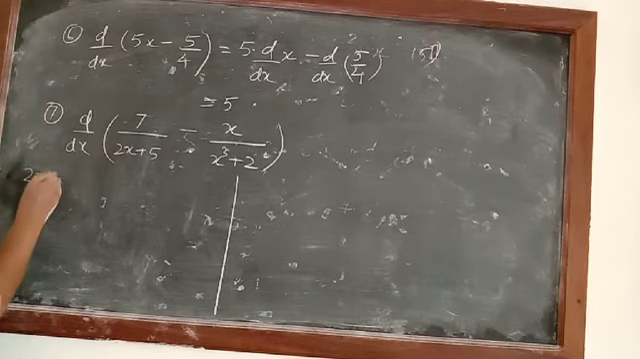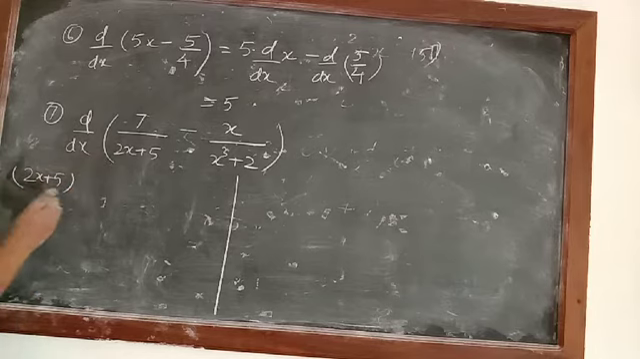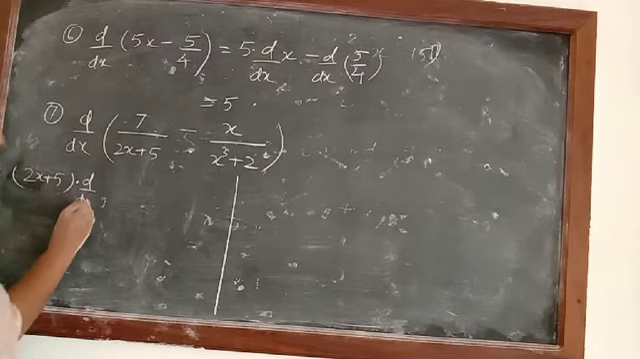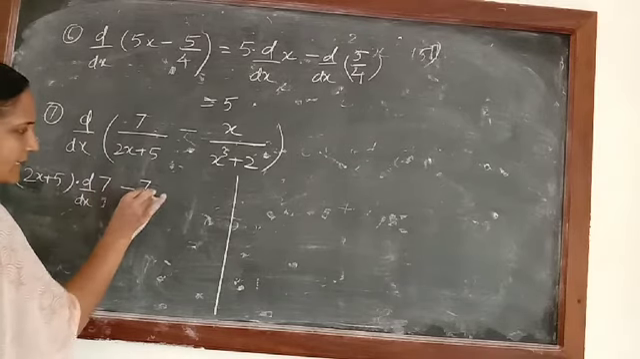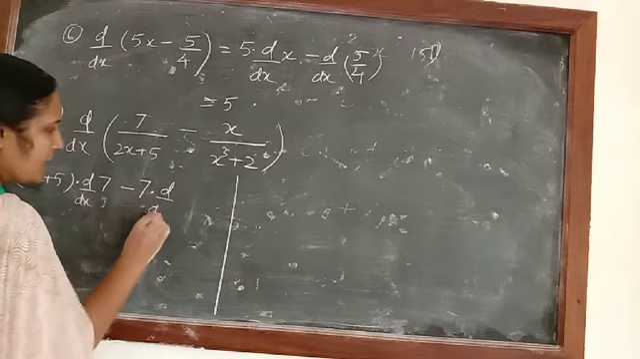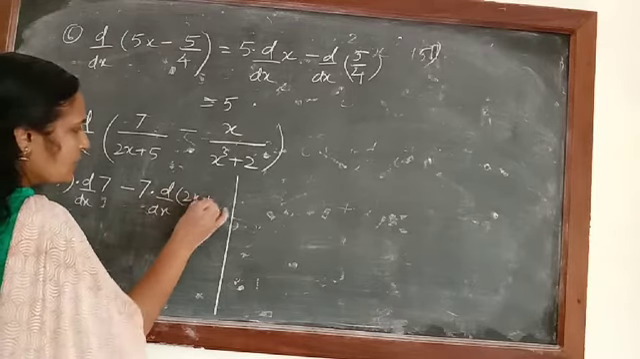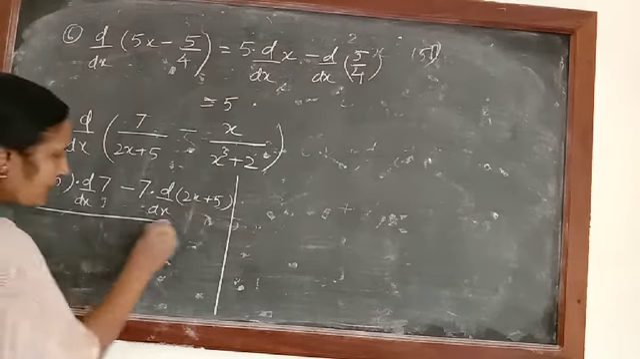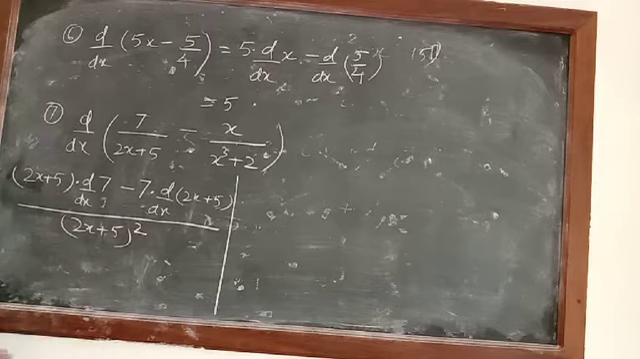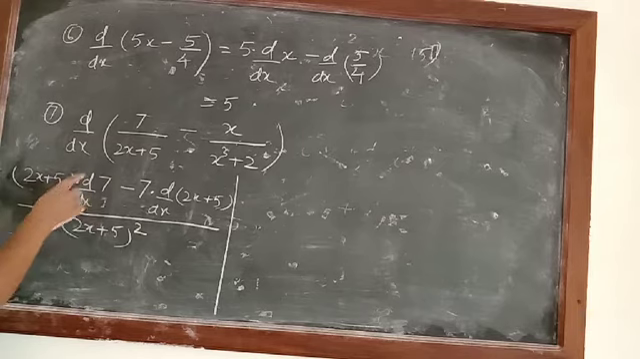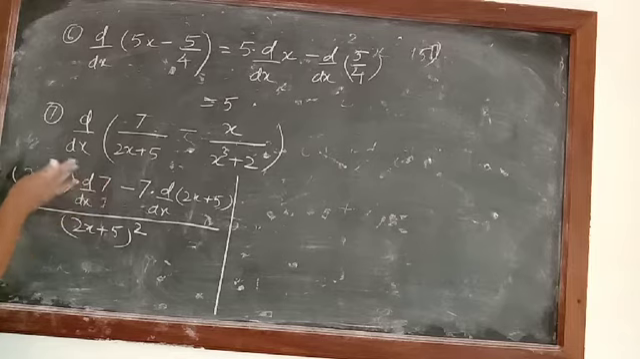First we have to write the denominator, that is 2x plus 5, into the differentiation of the numerator. Numerator is 7, minus the numerator, that is 7, into d by dx of the denominator, that is 2x plus 5, whole divided by the denominator the whole square, 2x plus 5 the whole square. Okay. So now d by dx of 7. 7 is a constant. And what is the differentiation of a constant? Yes, that is equal to 0. So 0 multiplied by anything will give you 0.